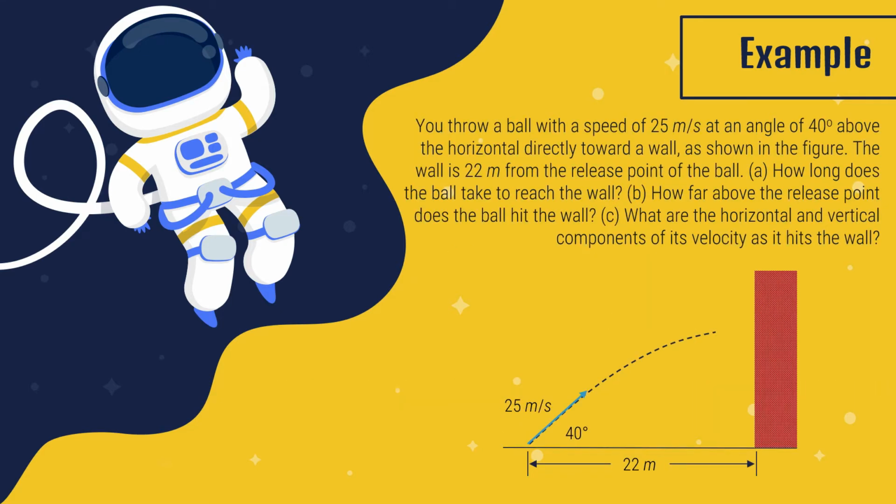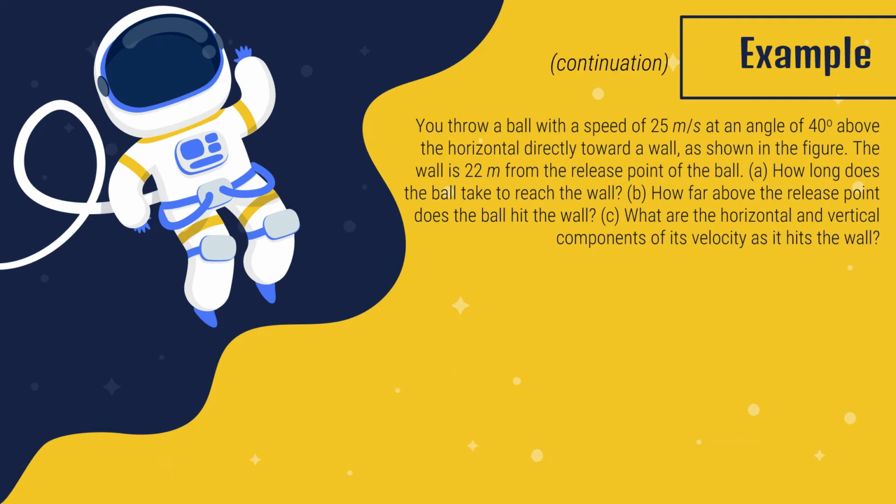For our next example, you throw a ball with a speed of 25 meters per second at an angle of 40 degrees above the horizontal directly toward a wall as shown in the figure. The wall is 22 meters from the release point of the ball. How long does the ball take to reach the wall? How far above the release point does the ball hit the wall? What are the horizontal and vertical components of its velocity as it hits the wall?